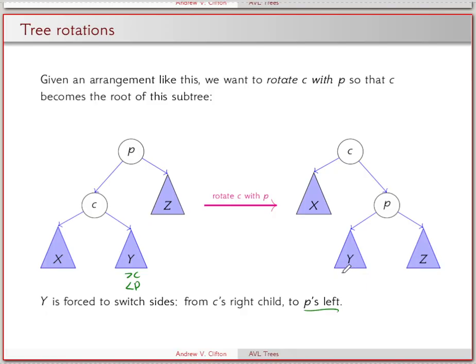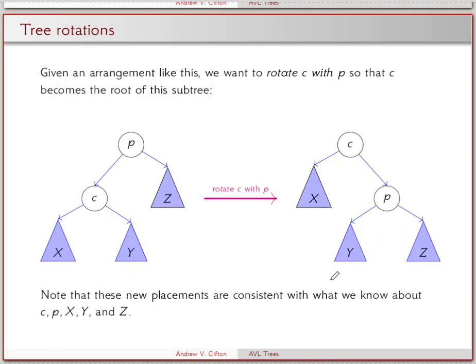So again, just to double check that: greater than C, yes, because it's to the right of C, but less than P, yes, because it's to the left of P here. So Y switches sides from being a right child of C to a left child of P. These new placements are consistent with what we know about all of this stuff, but it has the effect of moving C up while also moving P down.